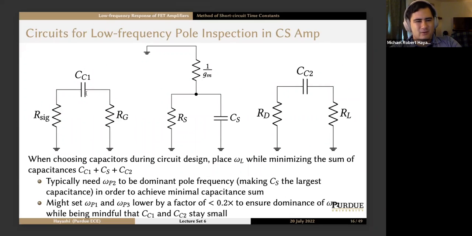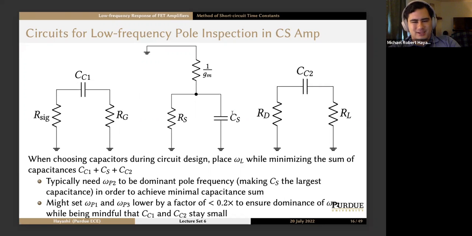So C_C1, what resistance does C_C1 perceive? We can move it to either side of these resistances, but with a little bit of thinking, you should be able to figure out that C_C1 perceives R_Sig and R_G in series. So the equivalent resistance perceived by it is R_G plus R_Sig. And so we could say tau 1, the time constant, is just C_C1 times R_Sig plus R_G.